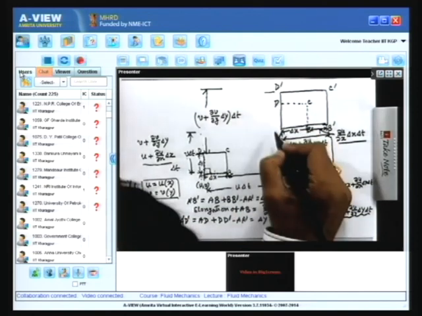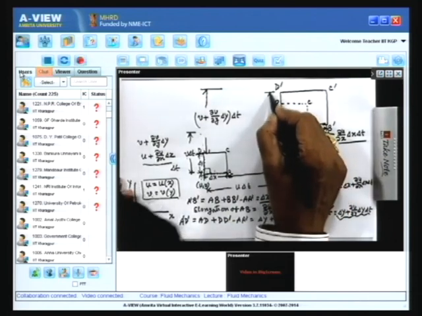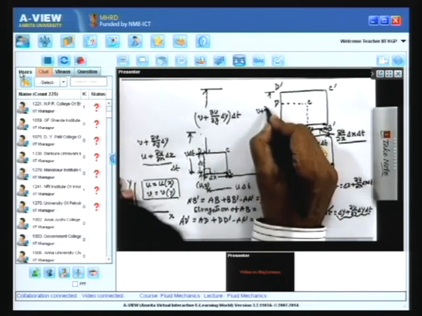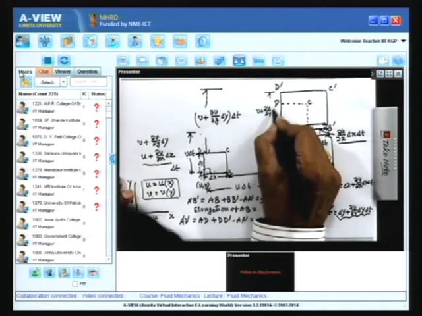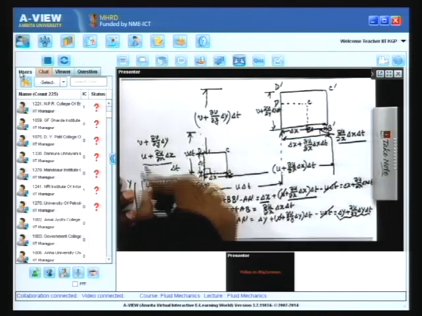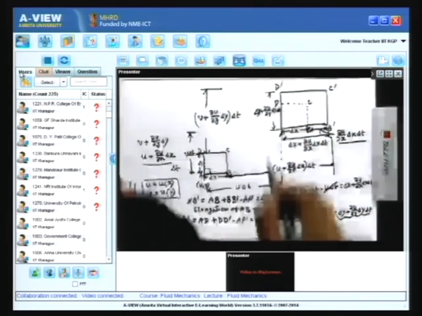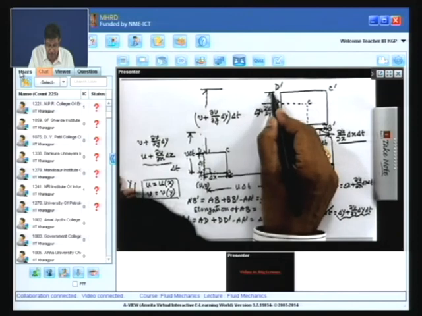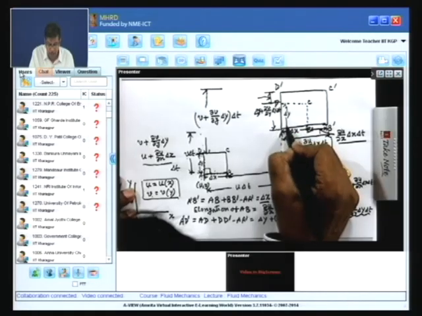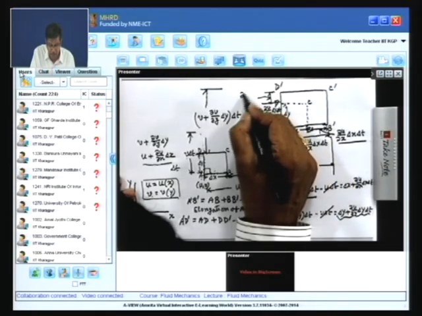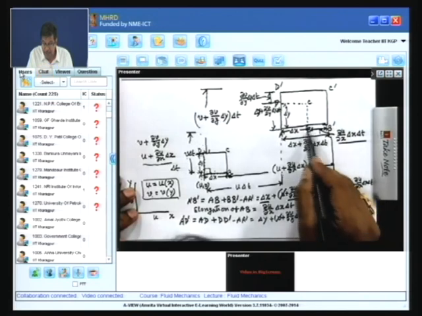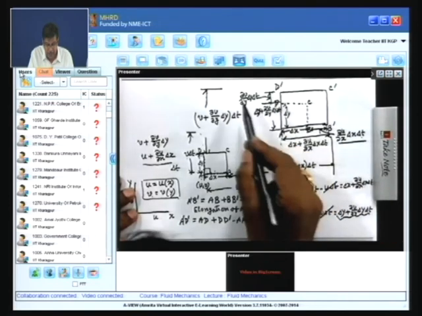So this length is ∂y plus ∂v/∂y ∂y Δt. That means the elongation, this is ∂y, this is ∂y, so the elongation will be ∂v/∂y Δt. Elongation in the x direction, BB', was ∂u/∂x Δt. Elongation in the y direction is ∂v/∂y Δt.